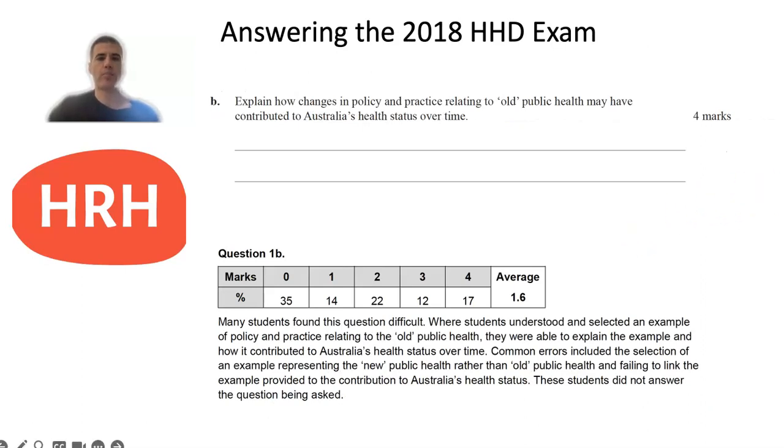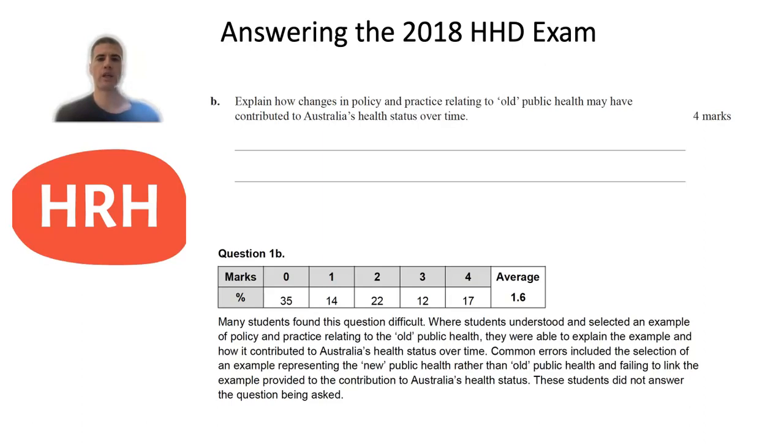Okay, then B was asking you for 4 marks to explain how changes in policy and practice relating to old public health may have contributed to Australia's health status over time. So I would always tell my students to look at a 4-mark question and essentially think about it as 2 2-mark questions. And so for this particular question here, I'd be trying to give 2 different examples of policy and practice relating to old public health, and then linking those each to a change in Australia's health status over time.